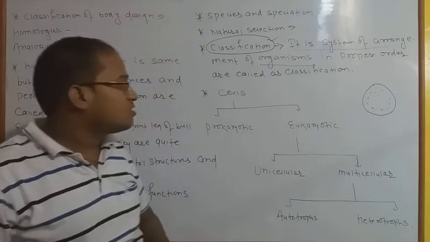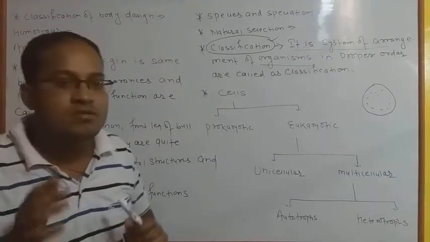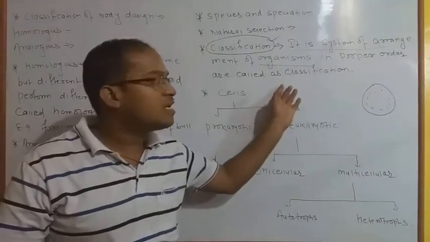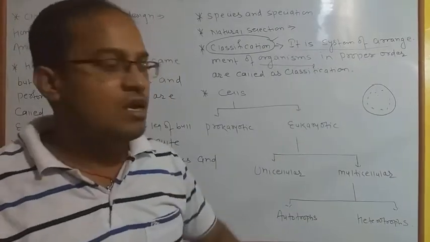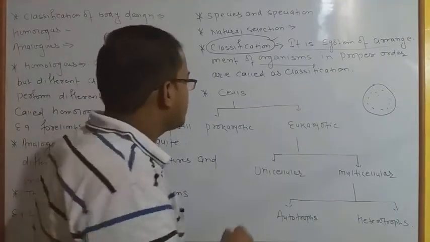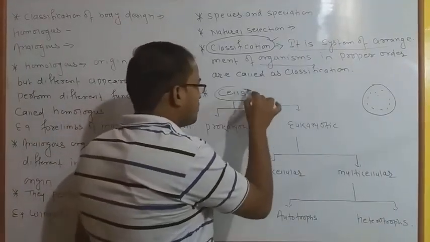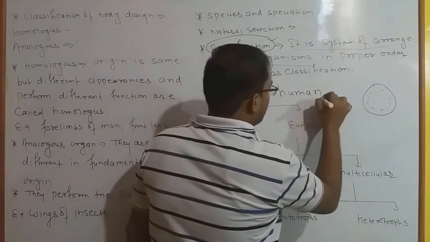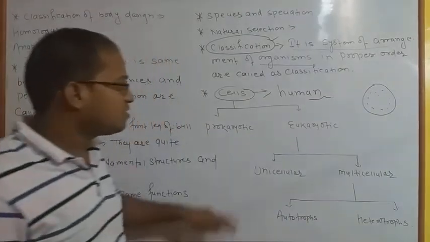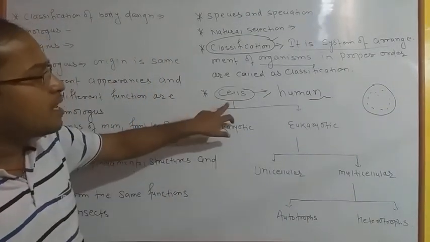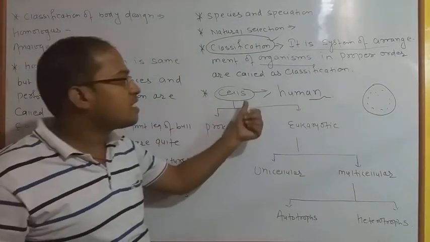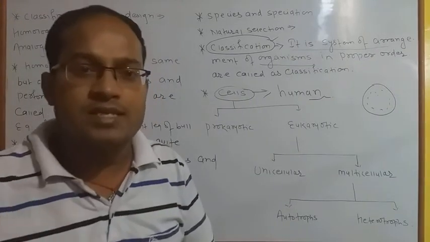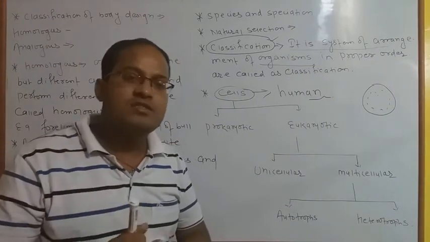Okay, so after classification, coming to the next part, because we are studying the evolution phases, the most important evolution we saw was in humans. In humans, the making up of cells takes place, and we know that the cell is the basic structural and functional unit of life.